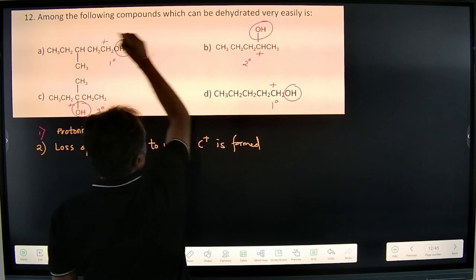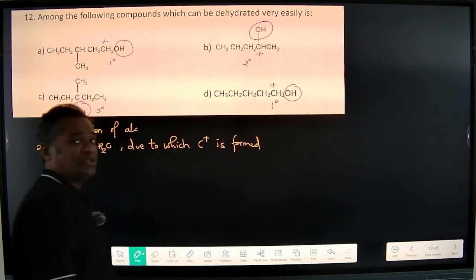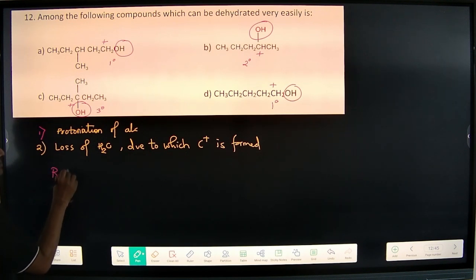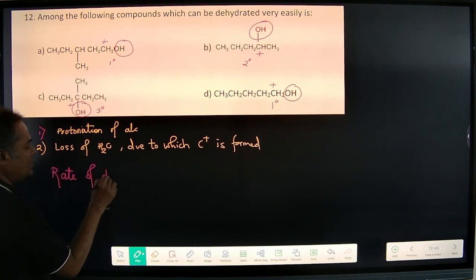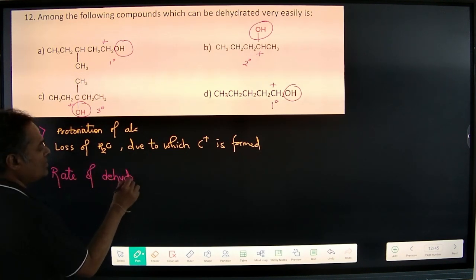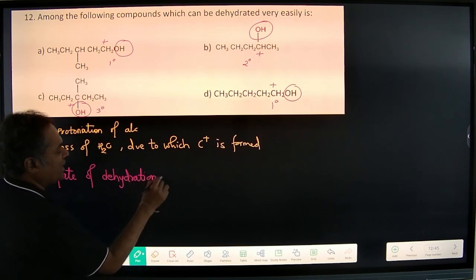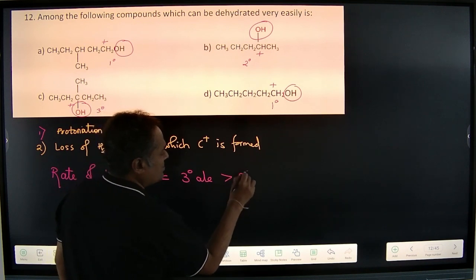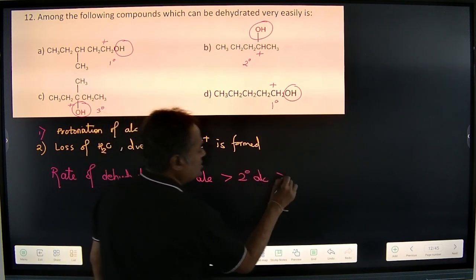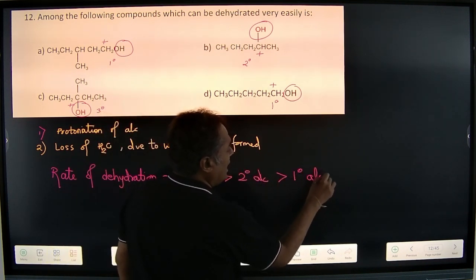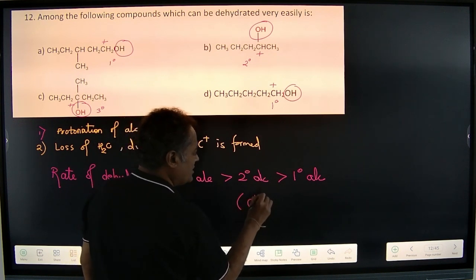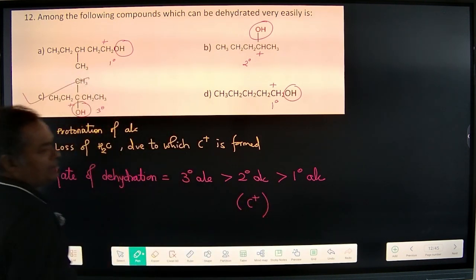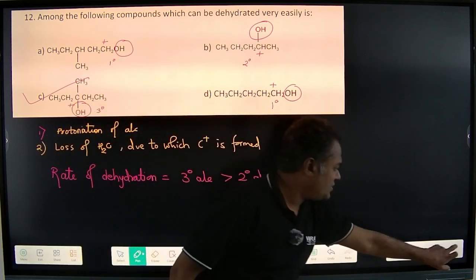Now, they have asked who will undergo dehydration very easily. Now, the rate of dehydration, basically it is an elimination reaction. So, tertiary alcohols dehydrate more easily as compared to secondary. Secondary is easier to dehydrate as compared to primary, and that is nothing but due to carbocation stability. And as per the discussion, your answer C has to be correct. I hope this is clear, child. Let us proceed with the next question.